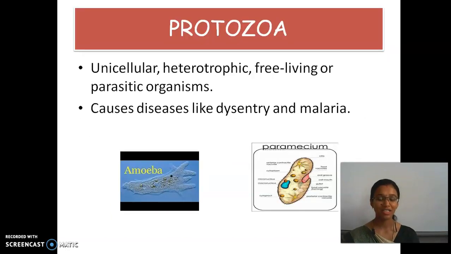So the next one is the protozoa. We have seen bacteria and fungi. Next one is the protozoa. These protozoa are unicellular, that means they have only one cell. They are heterotrophic, depending on others for food. They are free living, or parasitic. Parasitic means depending on others. These protozoa cause diseases like dysentery and malaria. Amoeba is unicellular, and paramecium. These are some examples of protozoa.